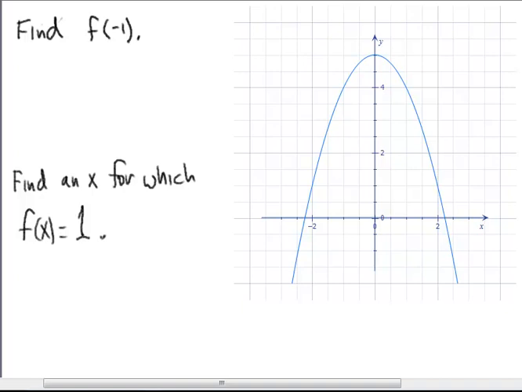So in the first problem, let's find what happens when we plug -1 into the function. We're going to find f of -1. The numbers here are inputs to the function.